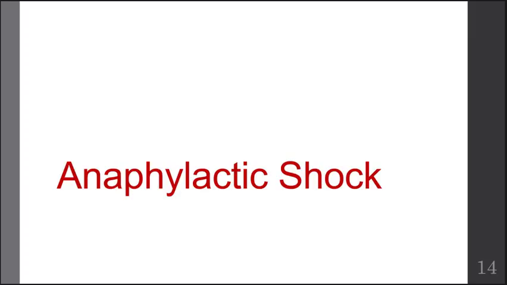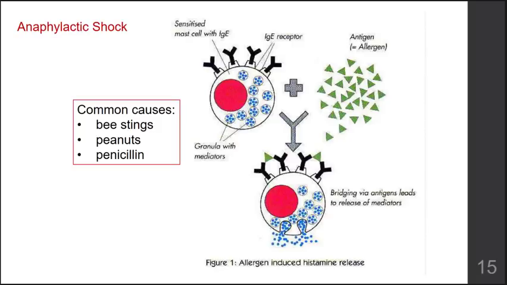The next type of shock is anaphylactic shock, and we've talked about this in the context of allergies relating to type 1 hypersensitivities. This is an extreme and often life-threatening allergic reaction to an antigen to which the body has become hypersensitive. So some common causes of anaphylactic shock that I'm sure are not surprising to you are bee stings, peanuts, and penicillin in terms of allergies.